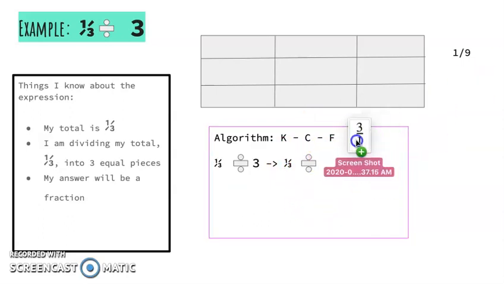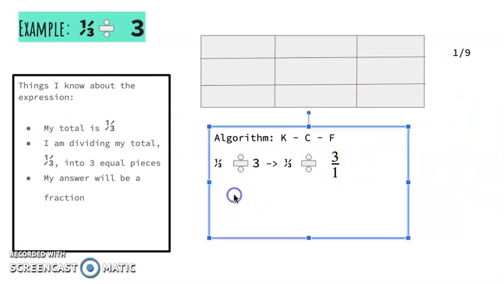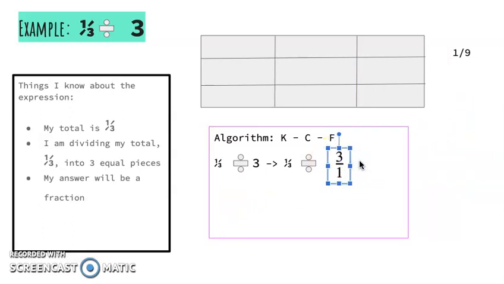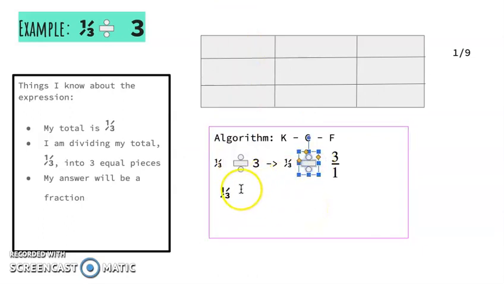Oh, what happened to my picture? Okay. Now what I'm going to do is, now since I have my new expression, I'm going to be able to keep it, change it, and flip it. If I'm keeping this fraction, I'm just going to leave it the same. So I still have 1/3. What do I change my division sign into, guys?